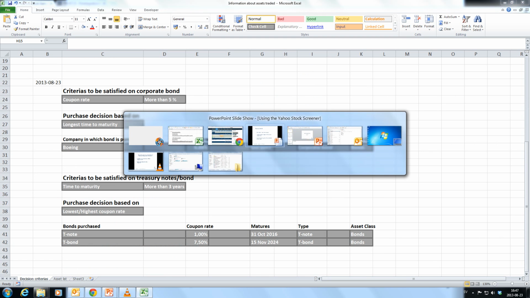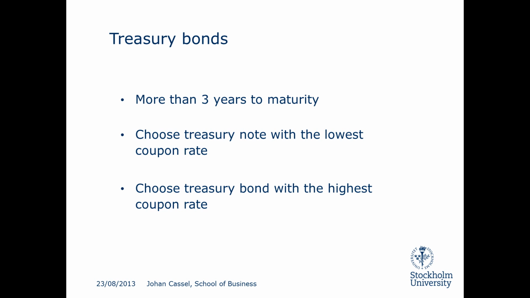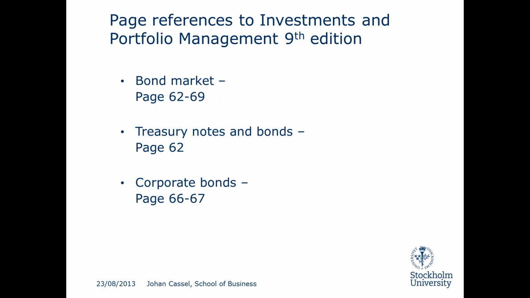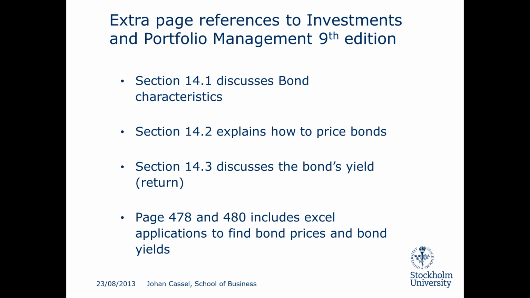Okay, now if you would like to read a little bit about bonds before you start trading with them, you can read about the bond market on page 62 to 69. They discuss treasury notes and treasury bonds on page 62 there, and corporate bonds are mentioned on page 66 to 67. These are page references to the chapters that are included in the course, but if you are a little bit more ambitious, you might also want to read chapter 14, and then especially section 14.1 that discusses bond characteristics, section 14.2 that explains how to price bonds, and section 14.3 where they discuss how you can compute the bond yield or the bond's return.